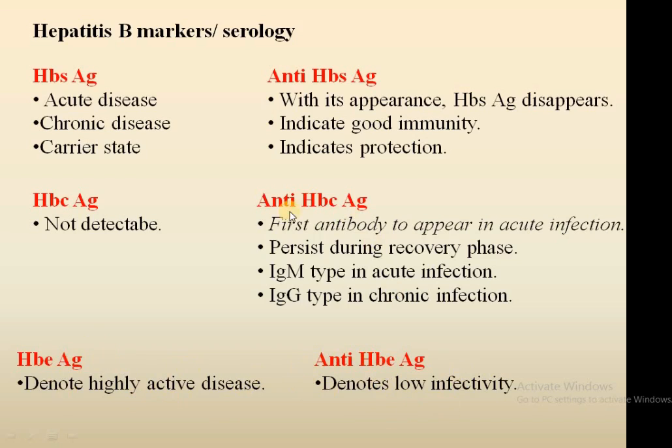So remember, anti-HBc is the first antibody to appear. Acute infection IgM type, chronic infection IgG type. Anti-HBs presence denotes good immunity and protection. HBsAg denotes acute, chronic as well as carrier state, and the antigen which is present in the active stage is HBeAg, and the antibody to this denotes low infectivity.